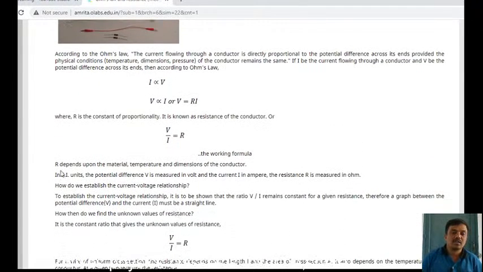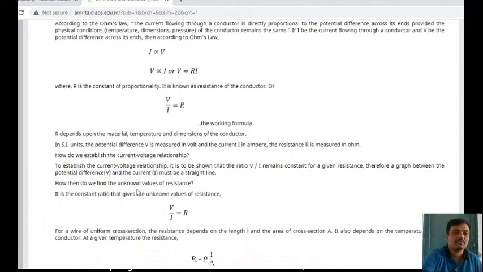On what factors does R depend? Resistance depends upon the nature of the material, temperature, and dimensions of a conductor. Okay, right. And what is the unit of the resistance? The SI unit of the resistance is, write in the chat box, students. What is the unit of the resistance? Resistance unit is ohm. The resistance formula is V by I, so according to this, volt by ampere also we can write.